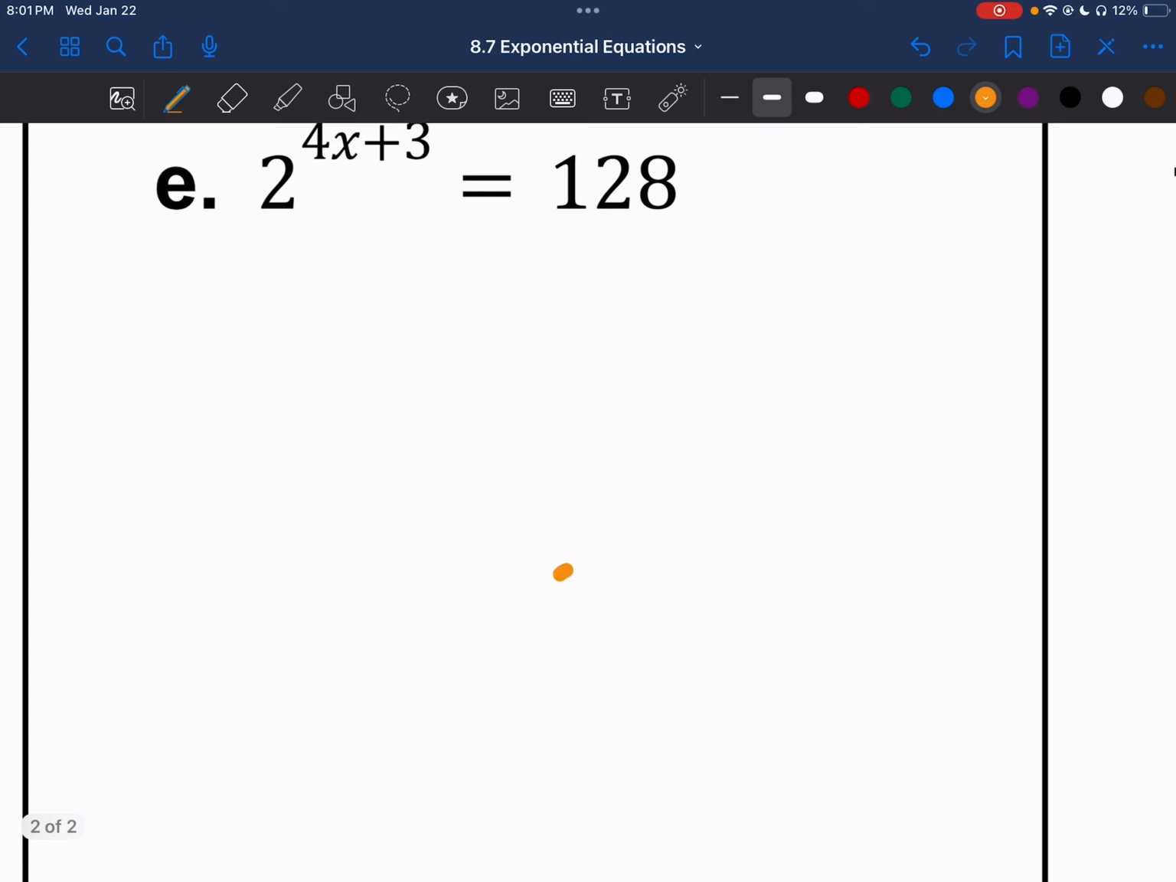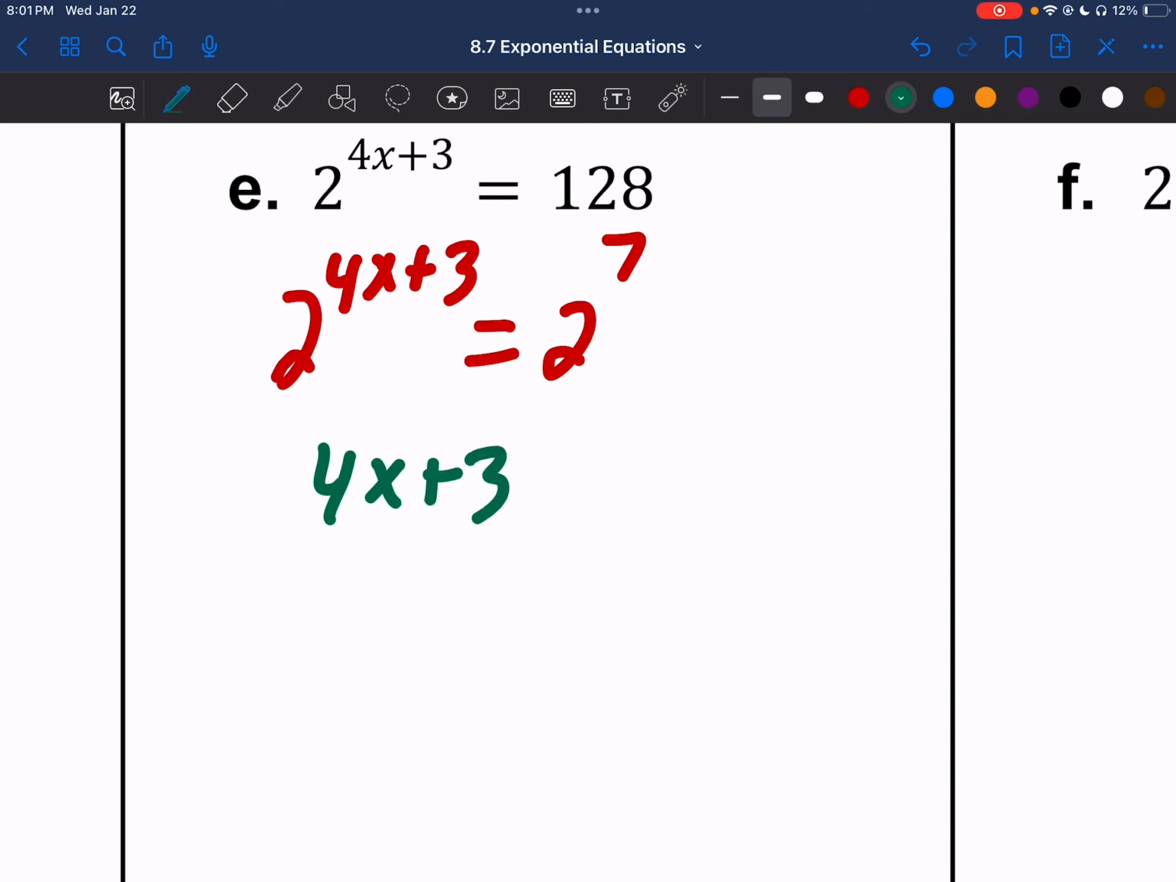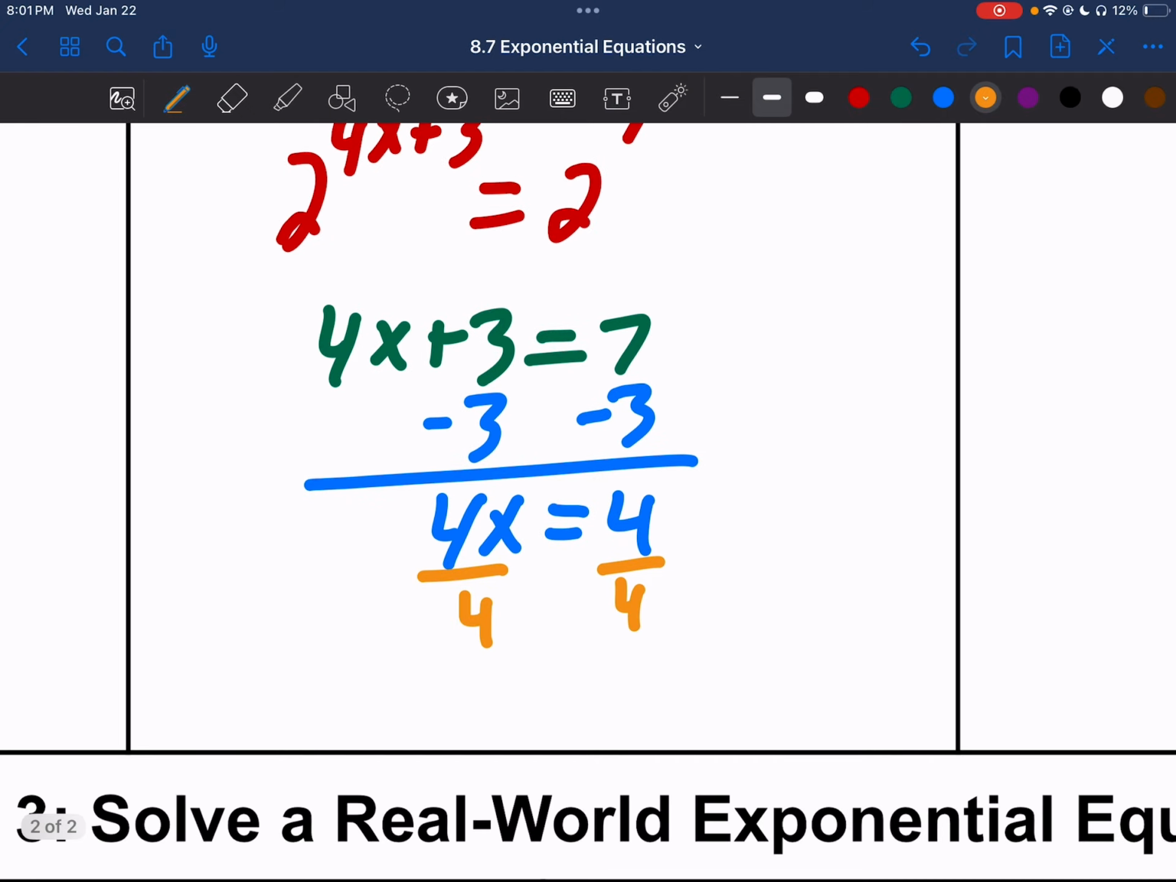Letter E. 2 to the 4x plus 3 equals 128. That is going to be 2 to the 7th power. So now 4x plus 3 equals 7. Subtract 3 from both sides. 4x equals 4. Divide by 4, and we get x is equal to 1.